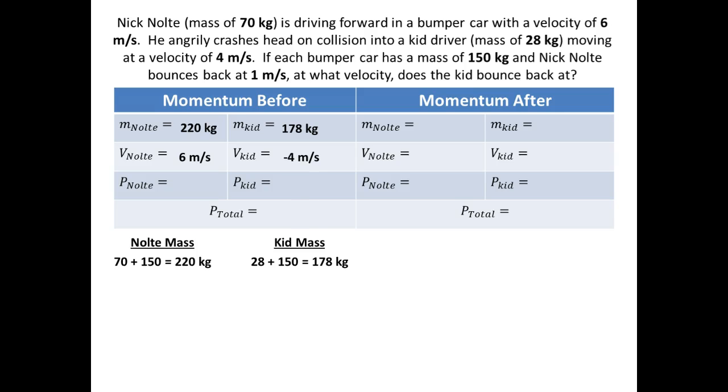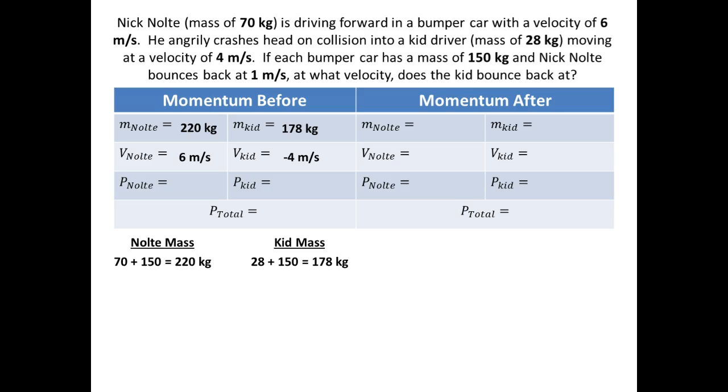The kid's velocity was given to us as well. If Nick Nolte's moving forward at 6 meters per second, this kid is moving backwards. If he's going opposite of the direction of forward, he has to be going backwards. We always assign forward as positive, backwards as negative.